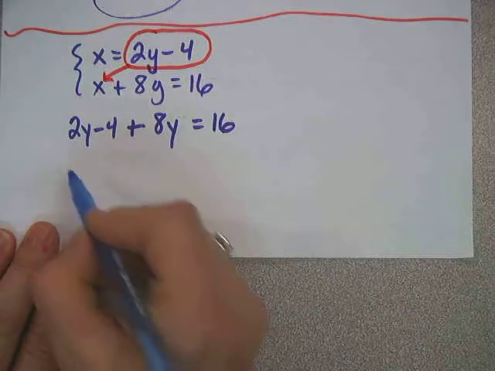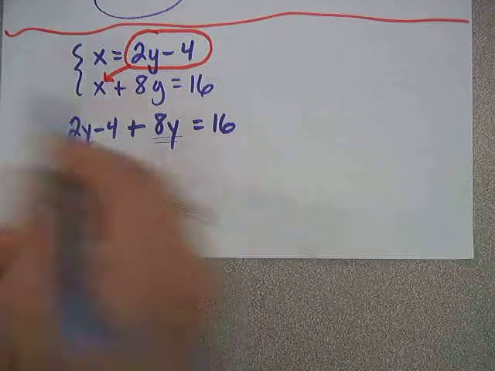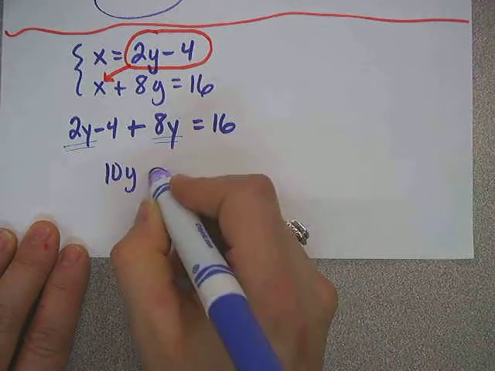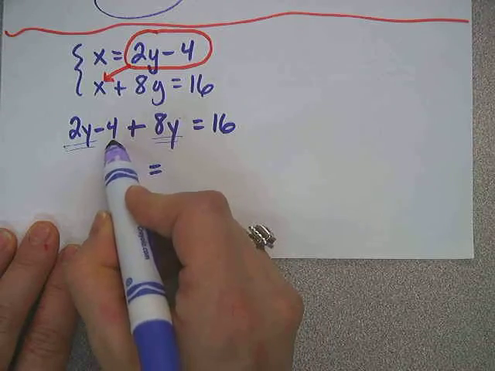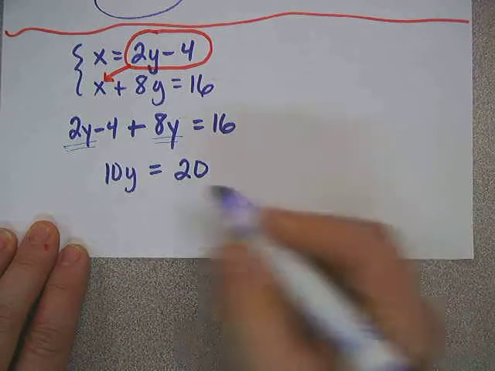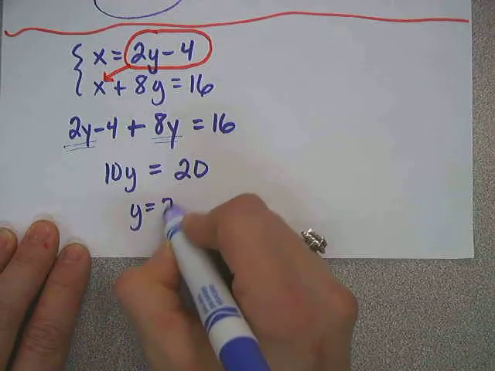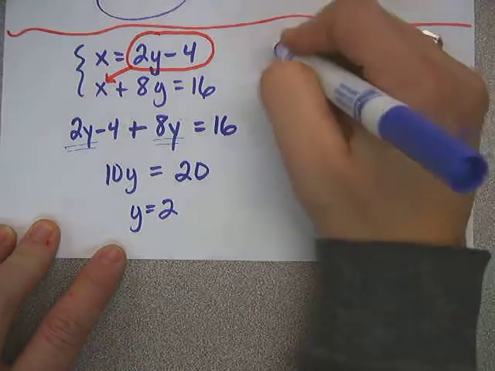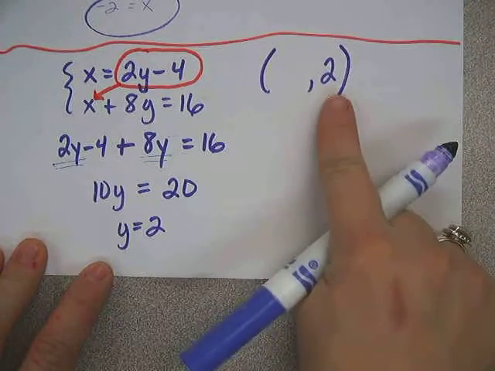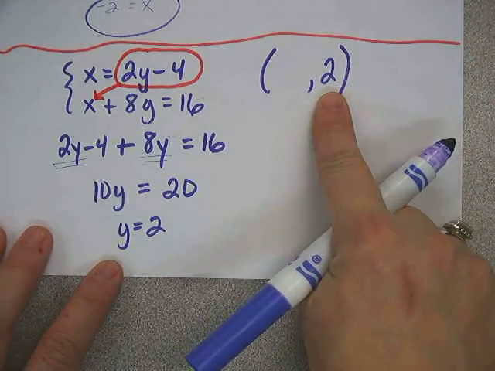Then we add like terms, because on the same side of the equal sign we've got some like terms. So 2y plus 8y is 10y. And in one step here I'm going to add 4 to both sides just because of time to get 20. Divide by 10 and get y equals 2. So just like before, we now have half of our solution. We have our y value.